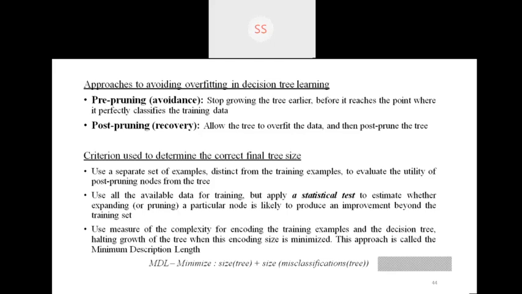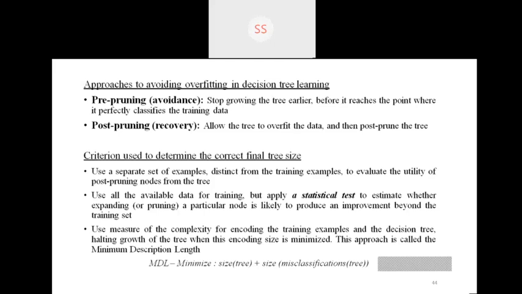There are some criteria that are used to determine the correct final tree size. The first one is to use a separate set of examples, distinct from the training examples, to evaluate the utility of post pruning nodes from the tree. To evaluate whether the tree is correct or not, you have to make use of examples which are distinct from the original set of examples.